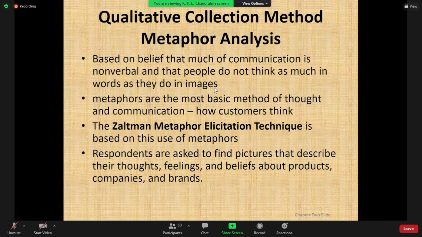We think in our brain in terms of images. But if you want to tell that to another person, the language has limitations. We can't fully project or fully describe what we think in our brain using images.